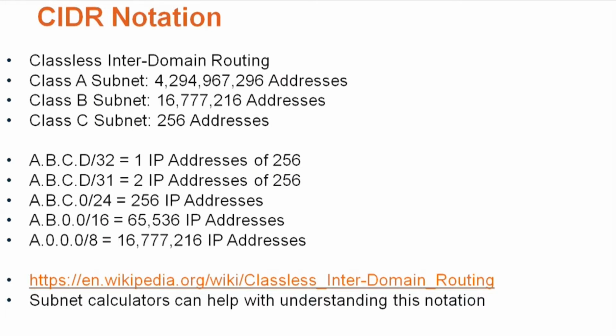So then another type of notation is the A.B.C.0/24, which is 256 IP addresses. The A.B.0.0/16 is 65,000 IP addresses. A.0.0.0/8 is 16 million IP addresses. If you want to read more about it, there's an excellent wiki read. Also, subnet calculators can help with understanding this notation. Remember what I told you, you need to know how to compute or calculate subnet broadcast addresses from CIDR notation.